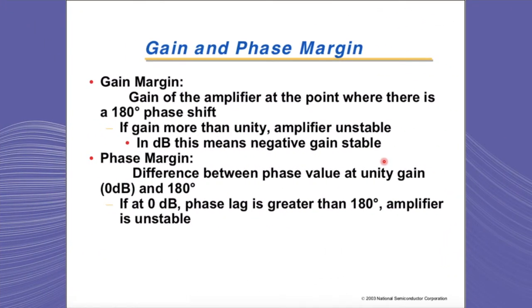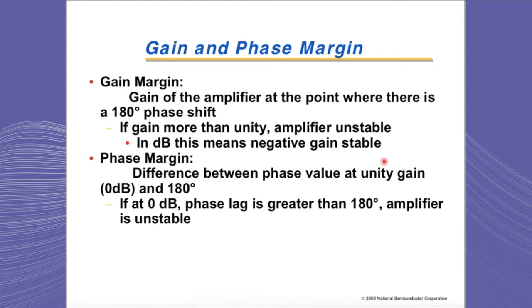Finally, we'll talk about the gain and phase margin of amplifiers. Gain margin of an amplifier is the gain of an amplifier at the point where there's already been a 180-degree phase shift, and if the gain at this point at 180-degree phase shift is more than unity, then the amplifier is going to be unstable. That's because once there's been a 180-degree phase shift, feedback is actually going to be positive. In terms of dB, that means negative gain is going to be stable at 180-degree phase shift.